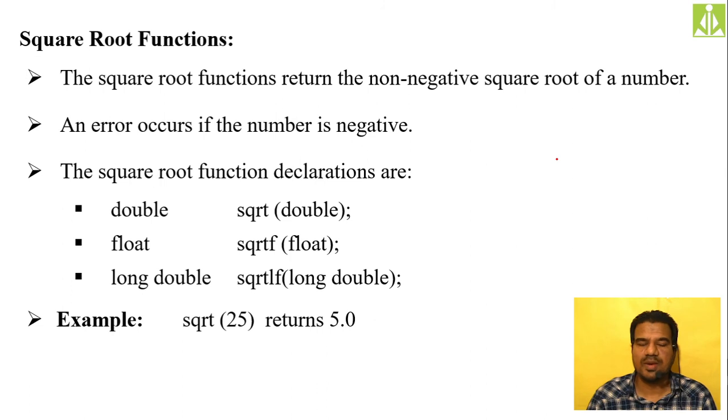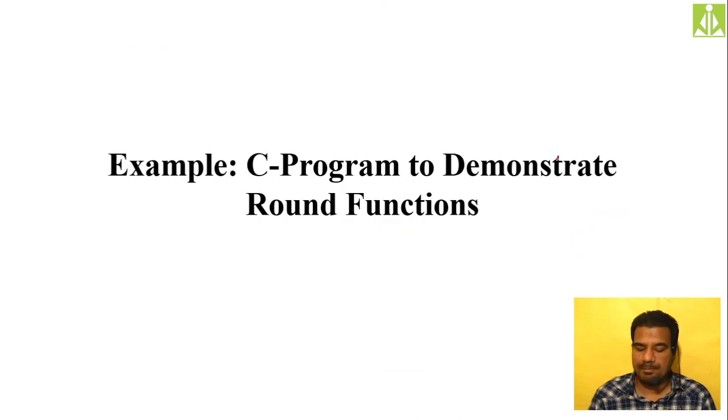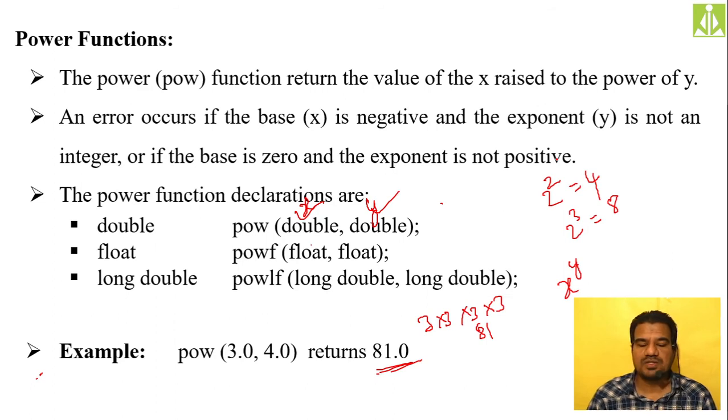Square root function. Square root is something like calculating the square root in your mathematics. Always you have to be cautious whenever you are taking the square root of a number. You have to give only positive numbers. And for powers also, it is better if you take all positive numbers.